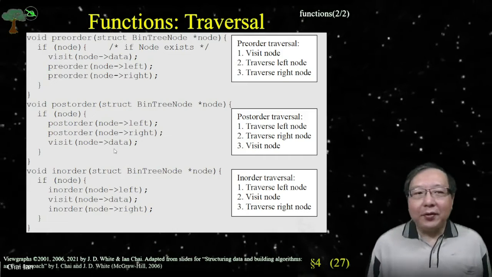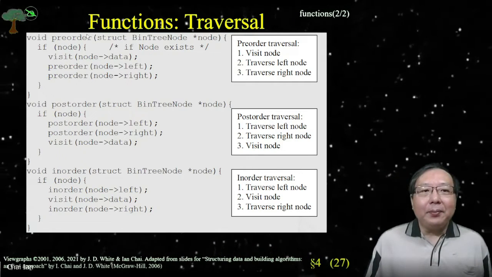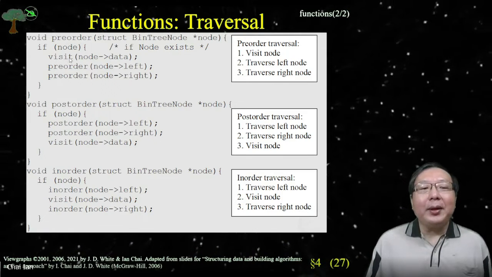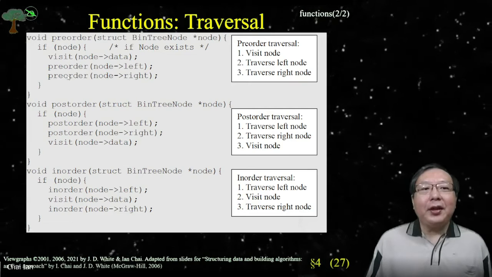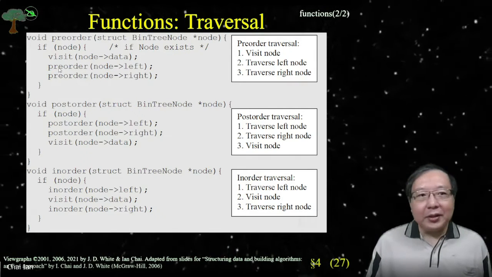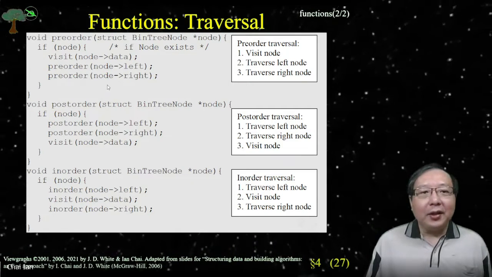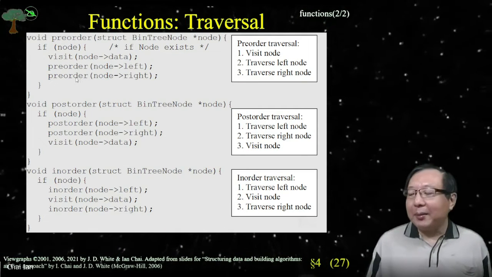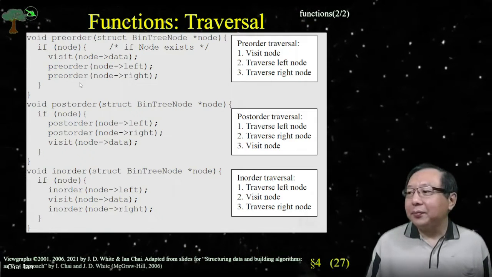Then here are the traversals. If I am doing pre-order, I visit my current node first. Then I pre-order the left and I pre-order the right. So this is what we were saying about recursion. You notice that pre-order calls pre-order, so that is recursion. For now, you just understand that much. Later on, I'll teach you recursion in detail.